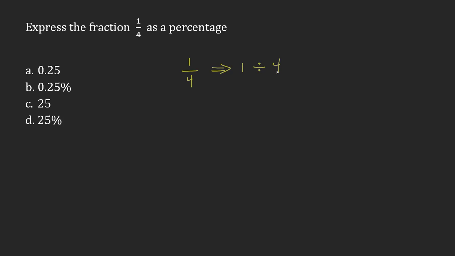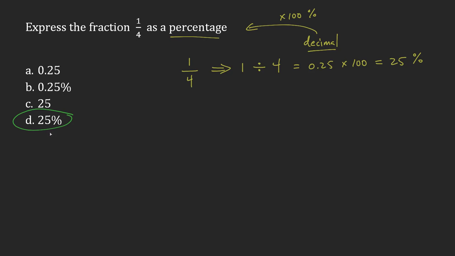Now this makes it really easy if you have a calculator. So 1 divided by 4, if you type that in and you hit equals, you're going to get 0.25. This is what's referred to in your textbook as your decimal. And if you want to turn a decimal into a percentage, you multiply by 100 and then add a percent sign to your answer. So if I take my 0.25 and multiply by 100, that gives me 25. Add the percent sign, and my answer for this question is 25%.